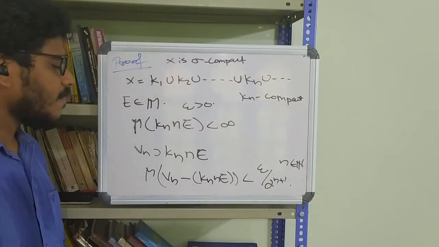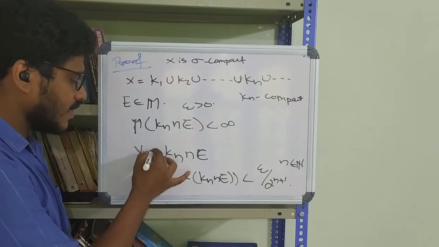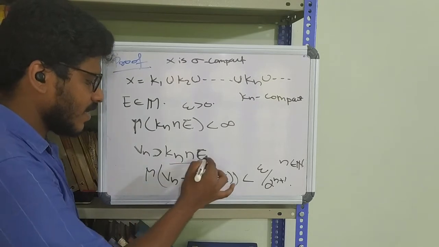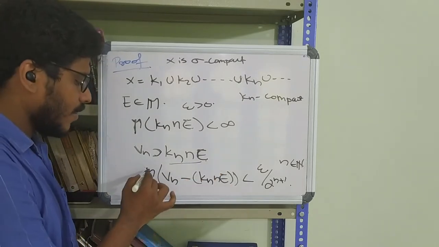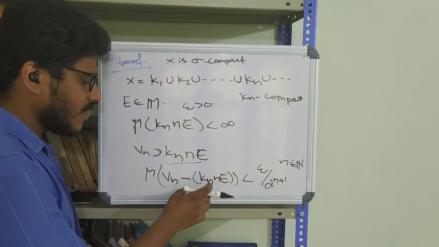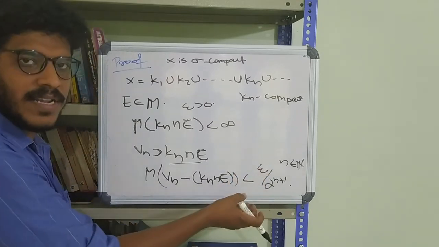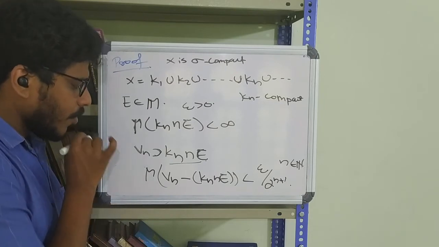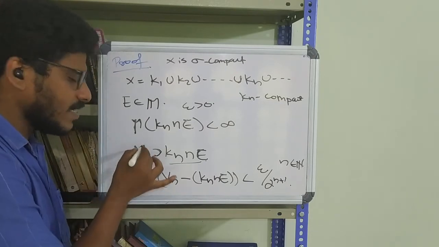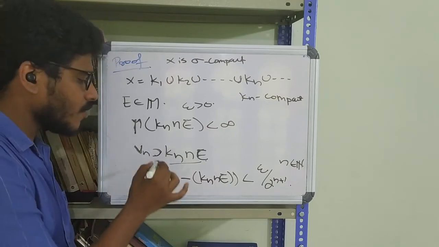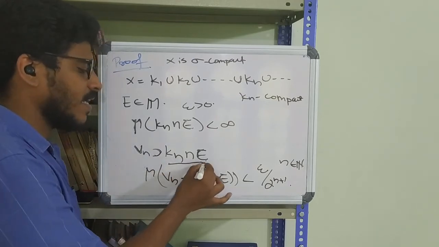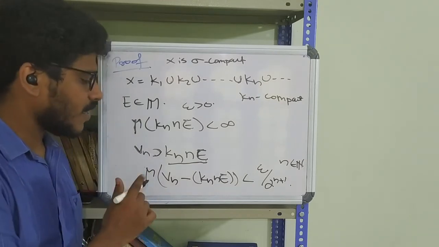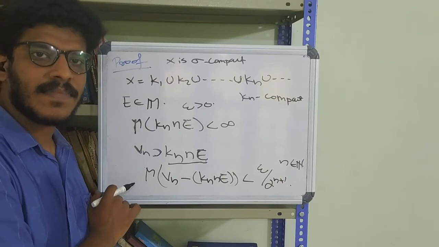What does this mean? We can find open sets which contain the set Kn intersection E, and the measure of the difference between these two sets is getting smaller and smaller. Or, to put it more simply, we can find open sets which can be used to approximate the set Kn intersection E, and this is a significant implication of the outer regularity.